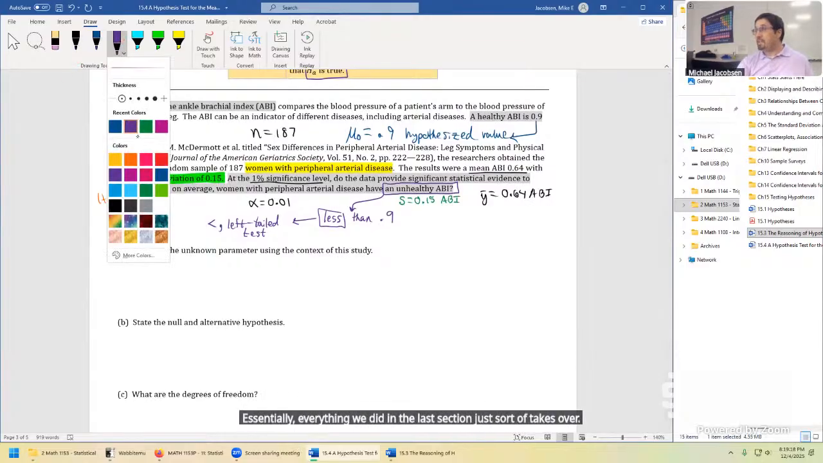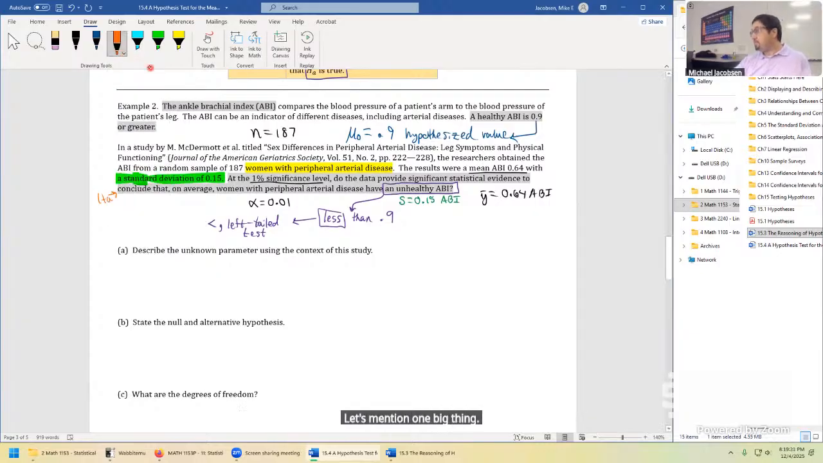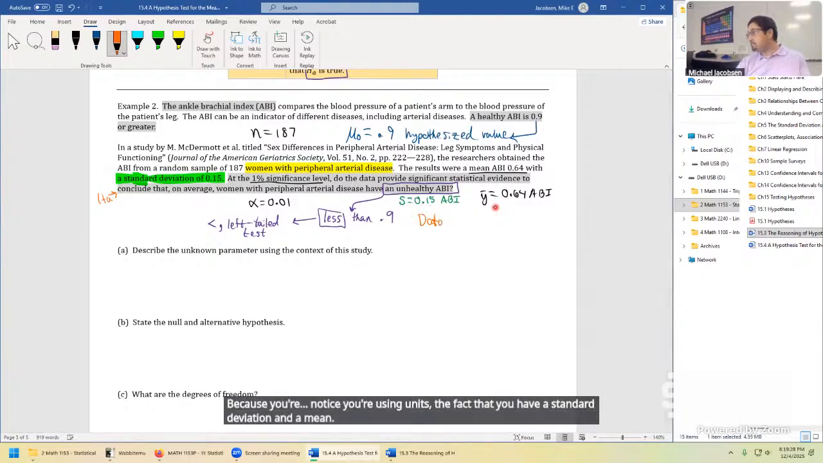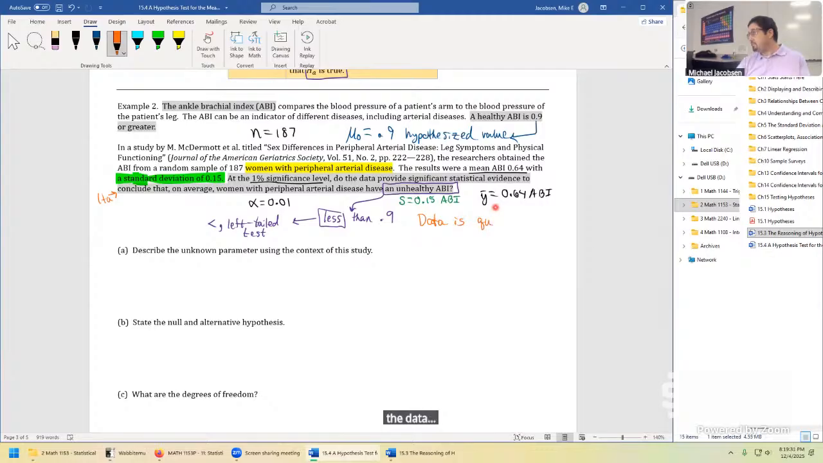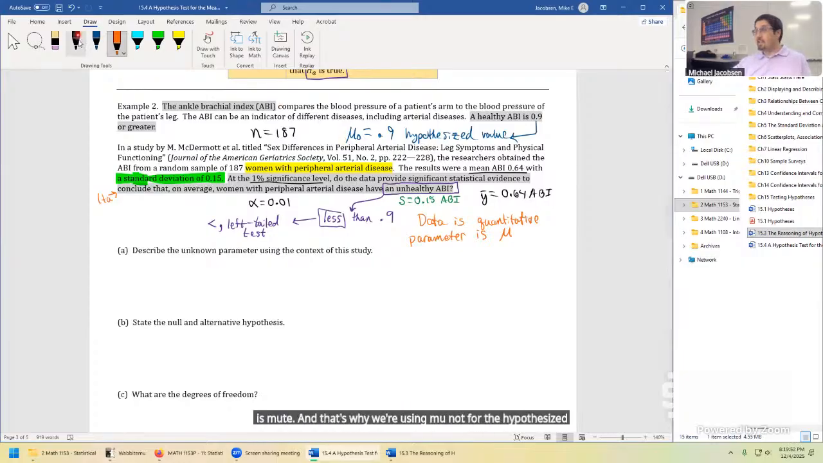Let's mention one big thing though, just as a reminder, because notice you're using units, the fact that you have a standard deviation and a mean, the data is quantitative. What does that mean? The parameter is not P. There's no proportion of successes whatsoever. There's no success failure notion here. The parameter is mu. And that's why we're using mu naught for the hypothesized value, not a p naught this time.